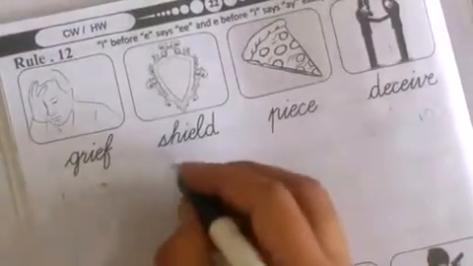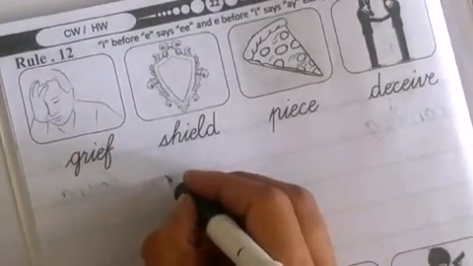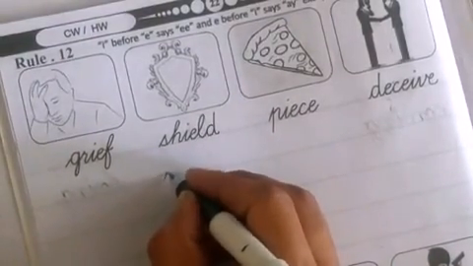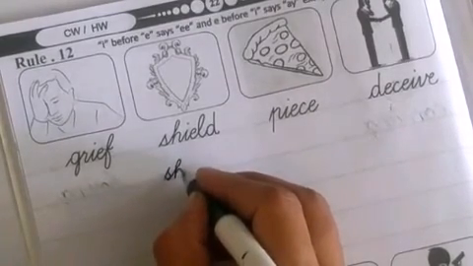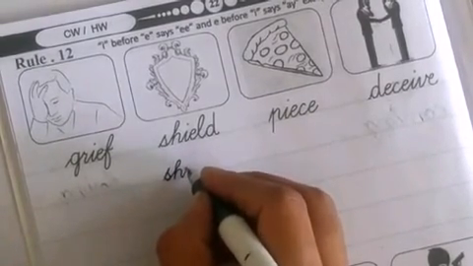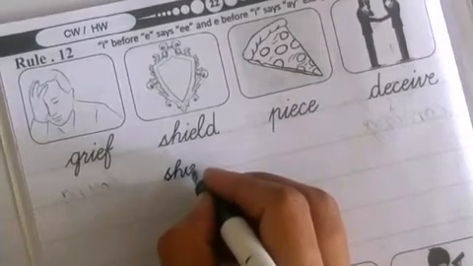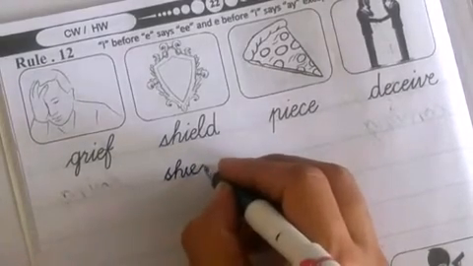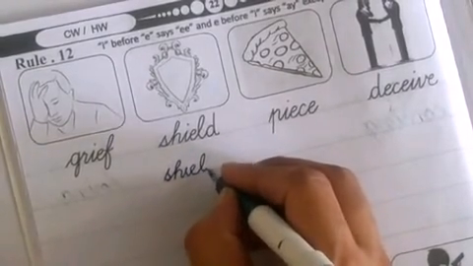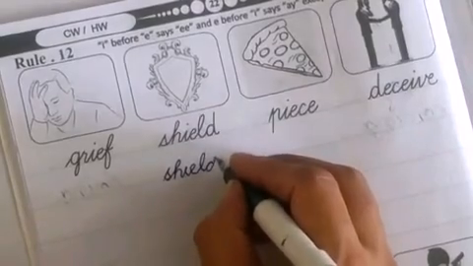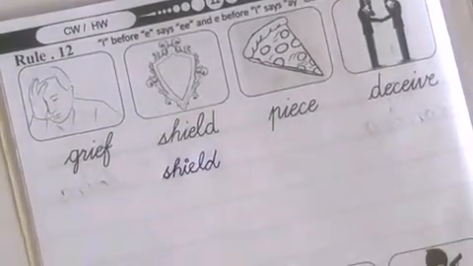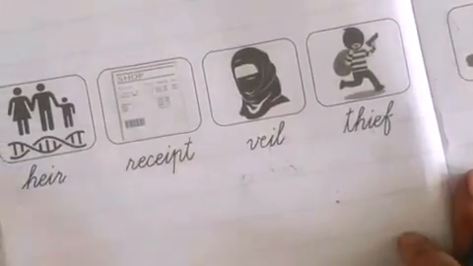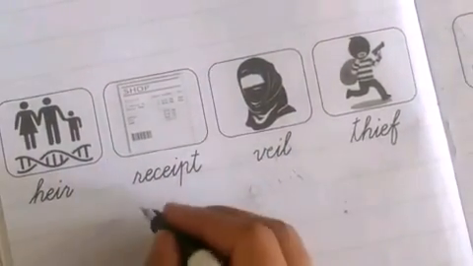Okay, I'm writing shield for you. See it carefully. Formation should be good. Hold your pen properly. Write neatly. And the size should be the same. Shield. Okay, let me write another word for you. I'm going to write receipt for you.